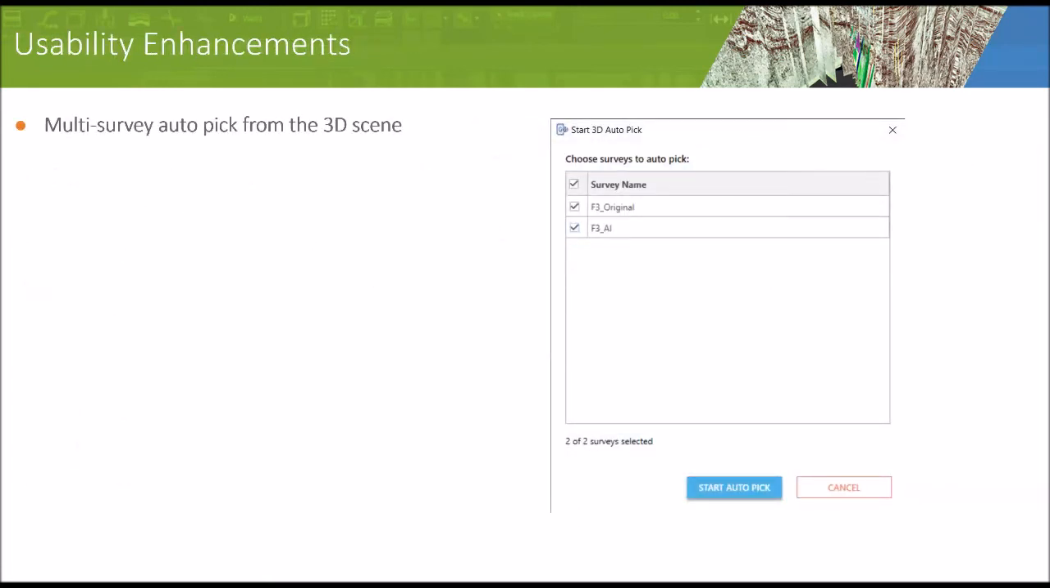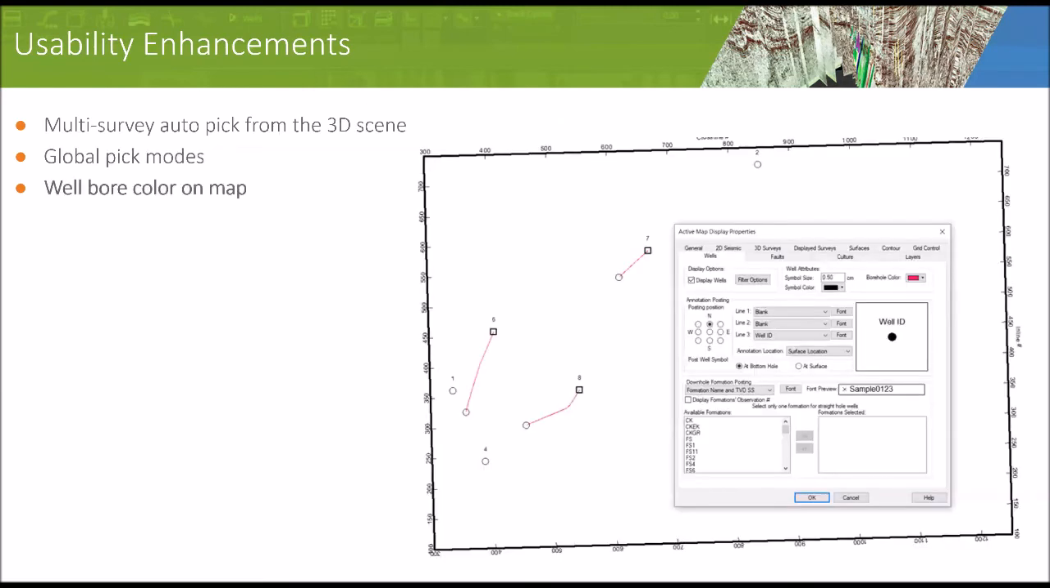There are several other smaller enhancements in this release, all designed to make your workflows more efficient. So when you are 3D auto-picking horizons, you can now pick on multiple surveys, run the correlation on multiple surveys at the same time. We have global pick modes that enable seamless switching for views when you're picking horizon and faults both in the 3D view and on your vertical seismic sections at the same time. So the pick mode doesn't change when you switch one view to the other.